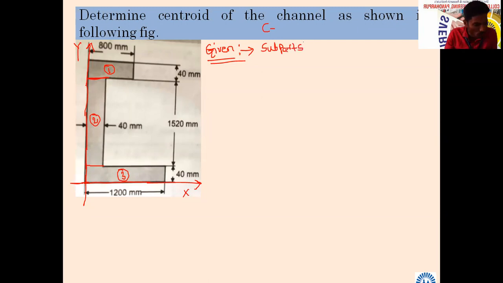Just give attention. I will give it as homework because it is not possible to complete; only 5 minutes are remaining. Subparts of the C channel. First, a rectangle. What is the size of that rectangle? Suppose we call it R1, R for rectangle. What is the size? First we give horizontal, then vertical: 40.